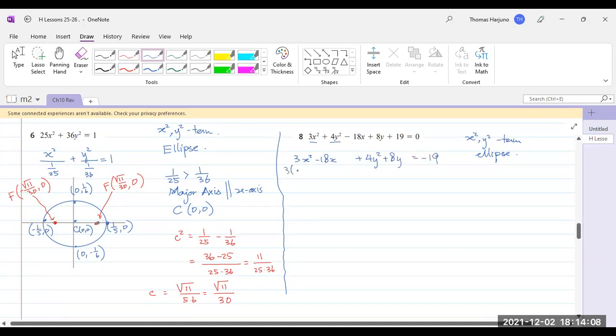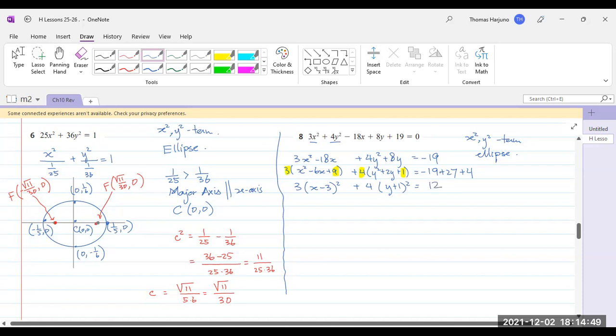So I factor the 3 out here. It means I need to add 9. I factor a 4 out here. I need to add 1. So you see on the left-hand side, I add 3 times 9, which is 27, and 4 times 1, which is 4. So negative 19 plus 27 plus 4. 3 times (x minus 3) squared plus 4 times (y plus 1) squared equals, what's that? Is it 12? 31? Yeah, it's 12.